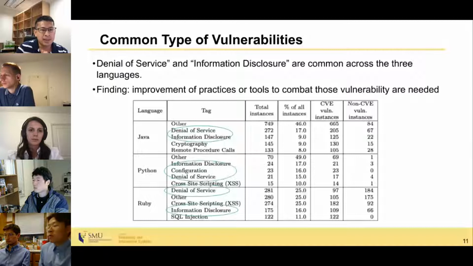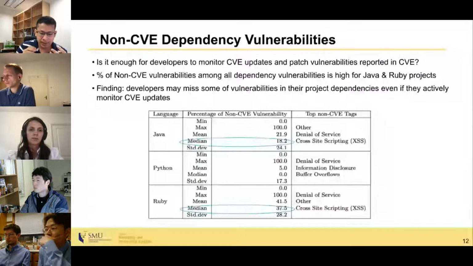And also, another interesting aspect that we looked at is security-aware developers. They diligently monitor CVE updates and patch vulnerabilities that are reported in CVE. The thing is that we also find that the percentage of non-CVE vulnerabilities, meaning the vulnerabilities that are not yet published in the public database, is also pretty high, especially for Java and Ruby projects. For example, for Ruby, it's up to 41.5% on average across the 150 projects that we analyzed. So it actually means that developers could still miss some of the vulnerabilities in their project dependencies, even if they actively monitor the CVE updates.